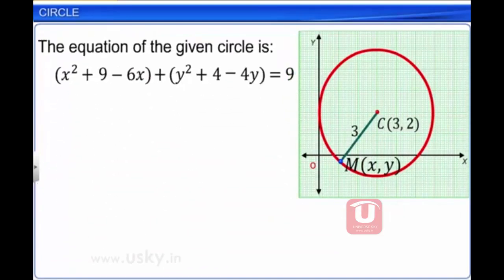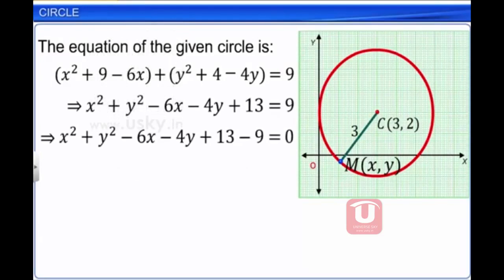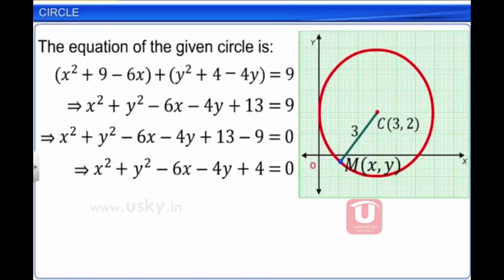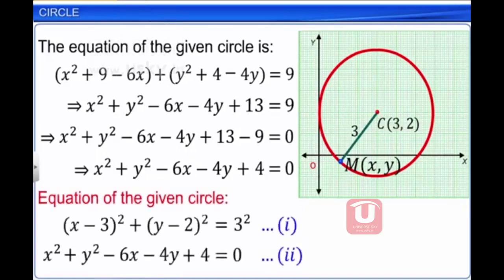Let us simplify the equation further. Let us open the brackets and rearrange the terms. Thus, we get the final equation of the given circle as x square plus y square minus 6x minus 4y plus 4 is equal to 0. Both the equations shown here represent the same circle.